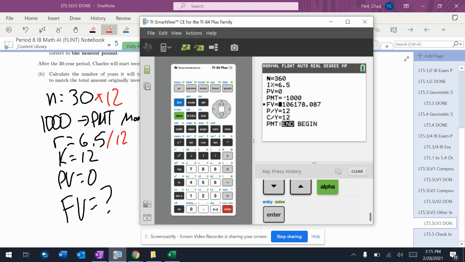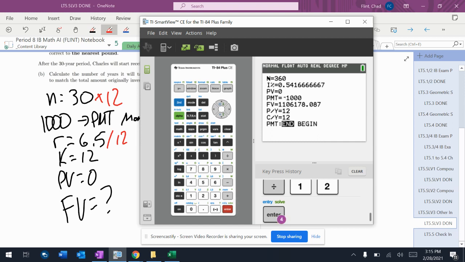So if I go into my calculator, you can see where I did this to figure out the right answer. So I'm doing 30 years times 12 months. And I'm only doing this because the payment's getting made monthly. And then I'm doing 6.5% interest divided by 12 months. All right, my payment's $1,000.